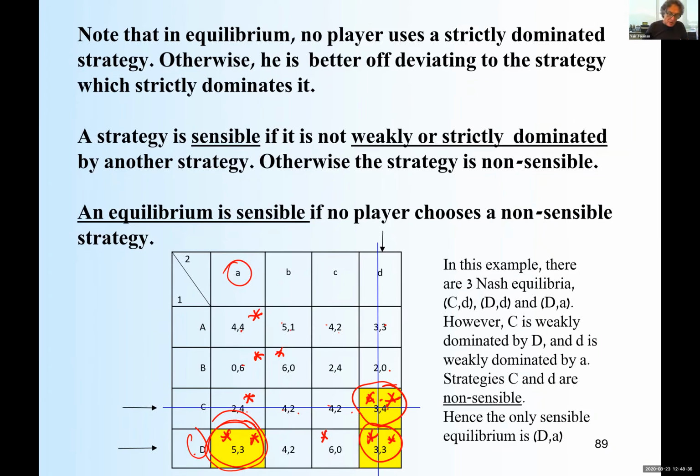These two equilibria are equilibrium points by definition, but are not sensible because someone, I'm talking about player 2, to get this, must play D, and D is weakly dominated by A. Why should player 2 play D, where if she plays A, she gets either the same or more? 6 is more than 0 and 4 is more than 3. Okay.